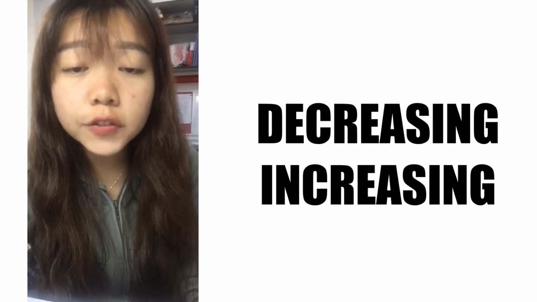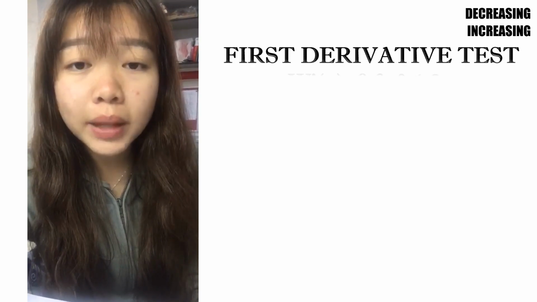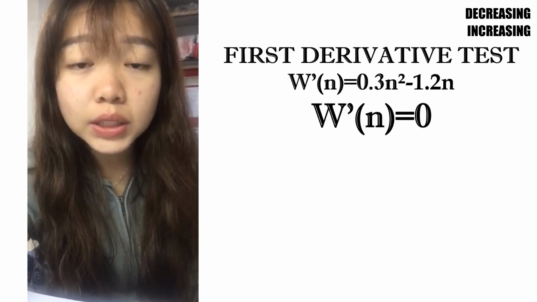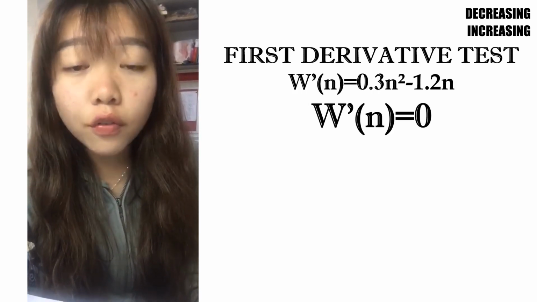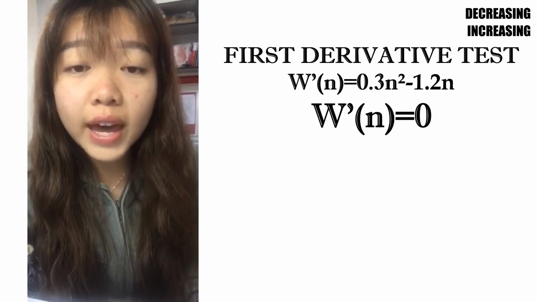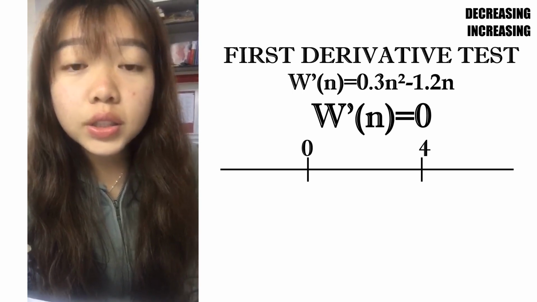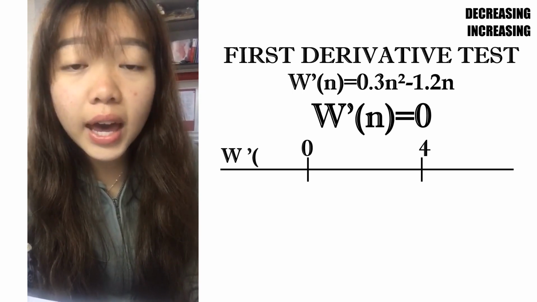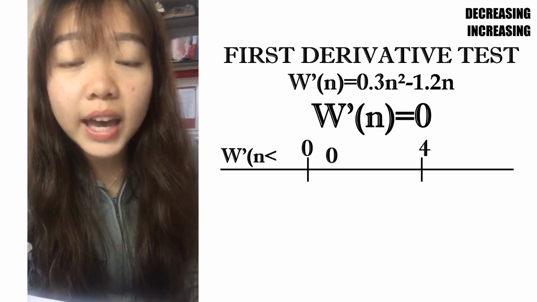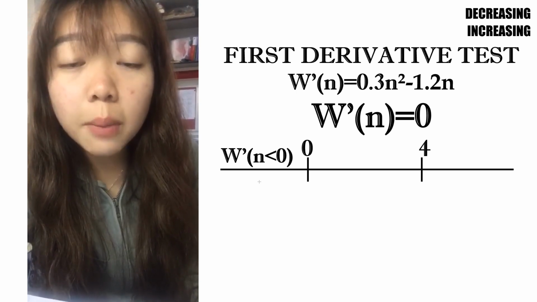To determine the interval where the weight function is decreasing or increasing, we use the first derivative, where w prime n is equal to 0, to determine the stationary points of the function. Then the value of n has two numbers, which are 0 and 4. Choose any value less than 0 and substitute into the w prime n function, and the answer will become a positive value.